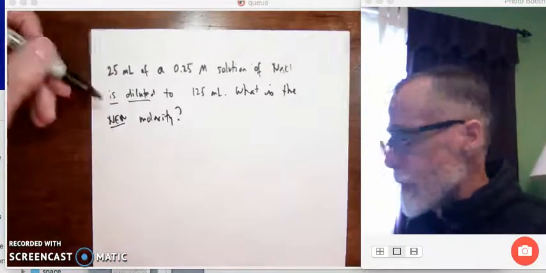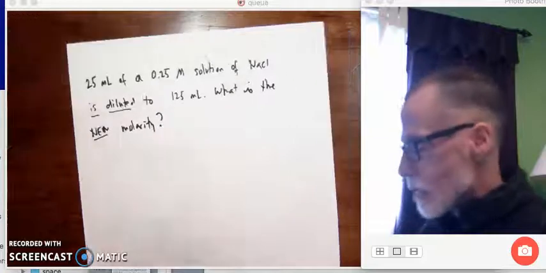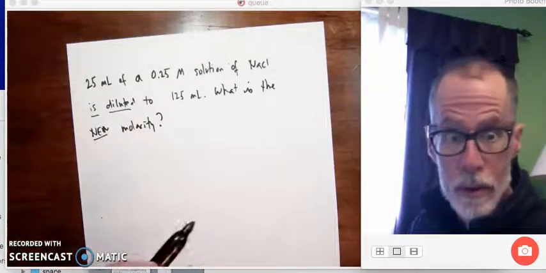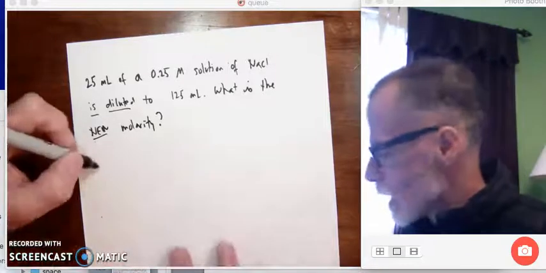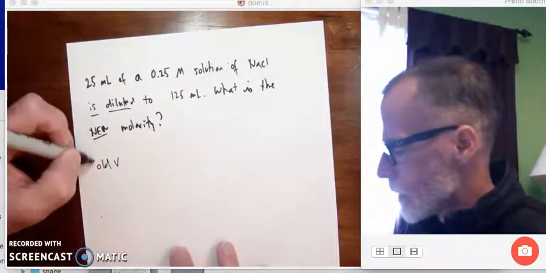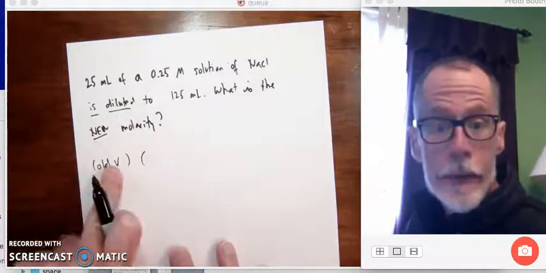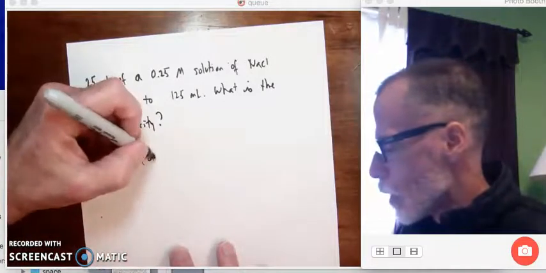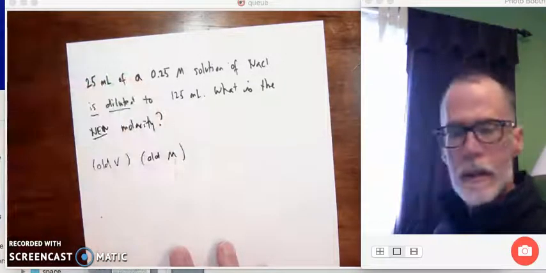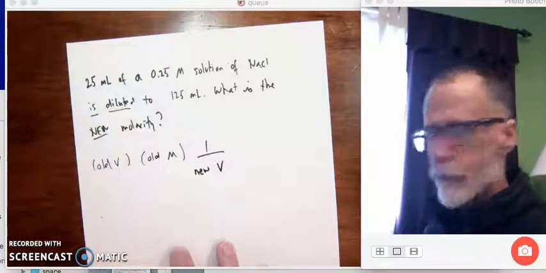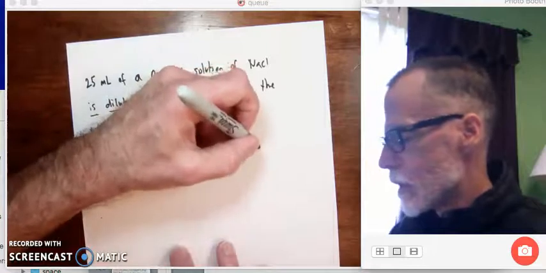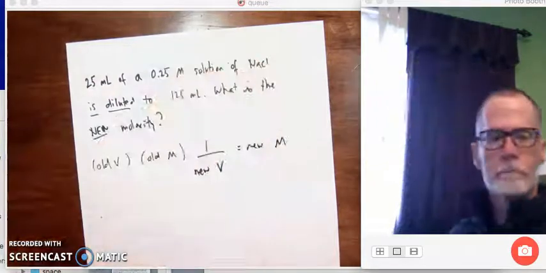Well, that's the key, is diluted. So that means I'm going to take that super important dilution equation and just put everything in the right spot, and it works. So it went like this. Old volume, I'm using just a V there, kind of a shorthand, and then old molarity, there's the M, 1 over new volume equals new molarity.